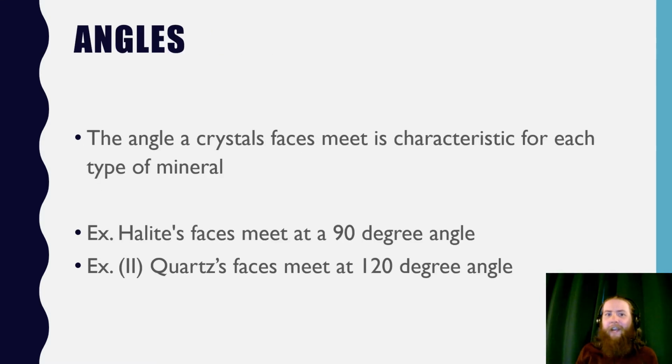All right, so the angle at which a crystal's faces meet is characteristic for each type of mineral and can be used for identification. For example, halite, the one we've been talking about, salt, its faces meet at a nice 90-degree angle. And quartz, to get that nice six-sided crystal, they meet at 120-degree angles.